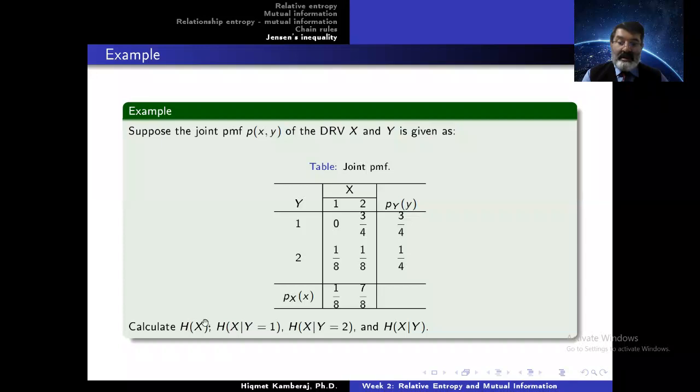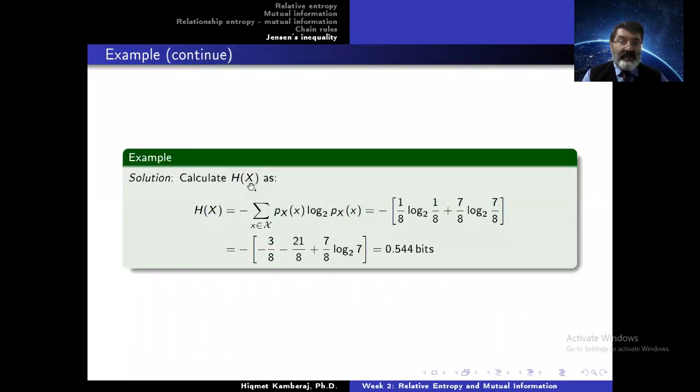Now we want to calculate h of x, h of x given y equal to 1, h of x given y equal to 2, then h of x given y. For this one, we calculate h of x from the formula minus sum over all x of p of x log with base 2 of p of x. This is equal to minus 1 over 8 log with base 2 of 1 over 8 plus 7 over 8 log with base 2 of 7 over 8. And then you get minus 3 over 8 minus 21 over 8 plus 7 over 8 log with base 2 of 7. And this is equal to 0.544 bits.